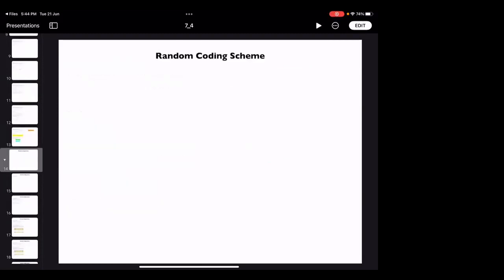Okay, so I'm going to describe to you something called a random coding scheme. In a random coding scheme, we generate a code in a random fashion, and we're going to analyze the performance of this code on average. Okay, so here the first thing is about parameter settings.